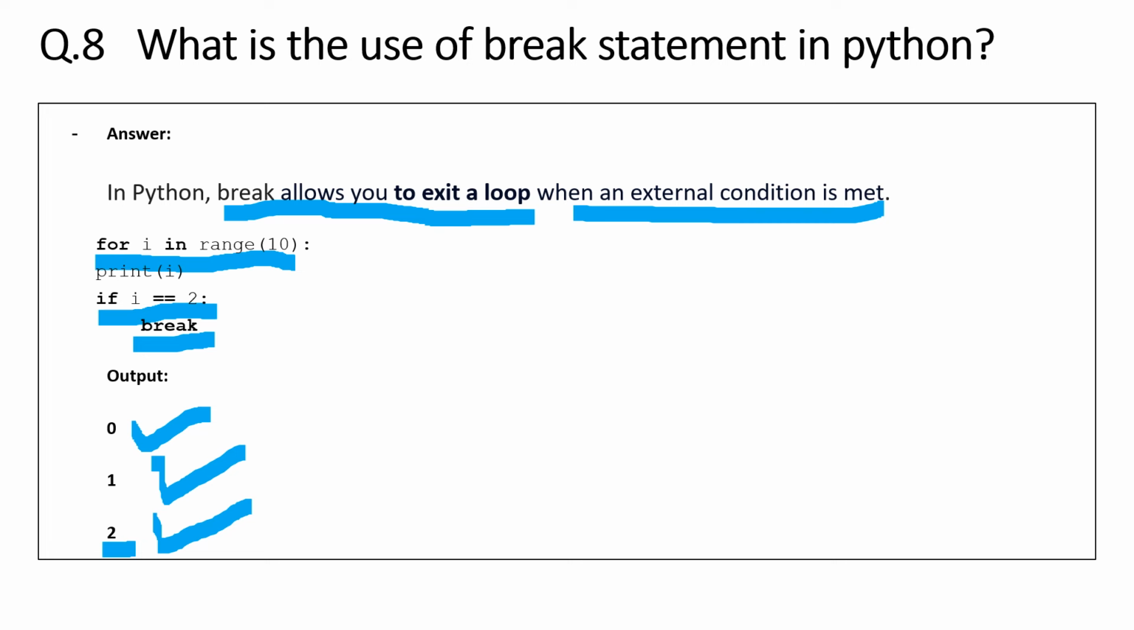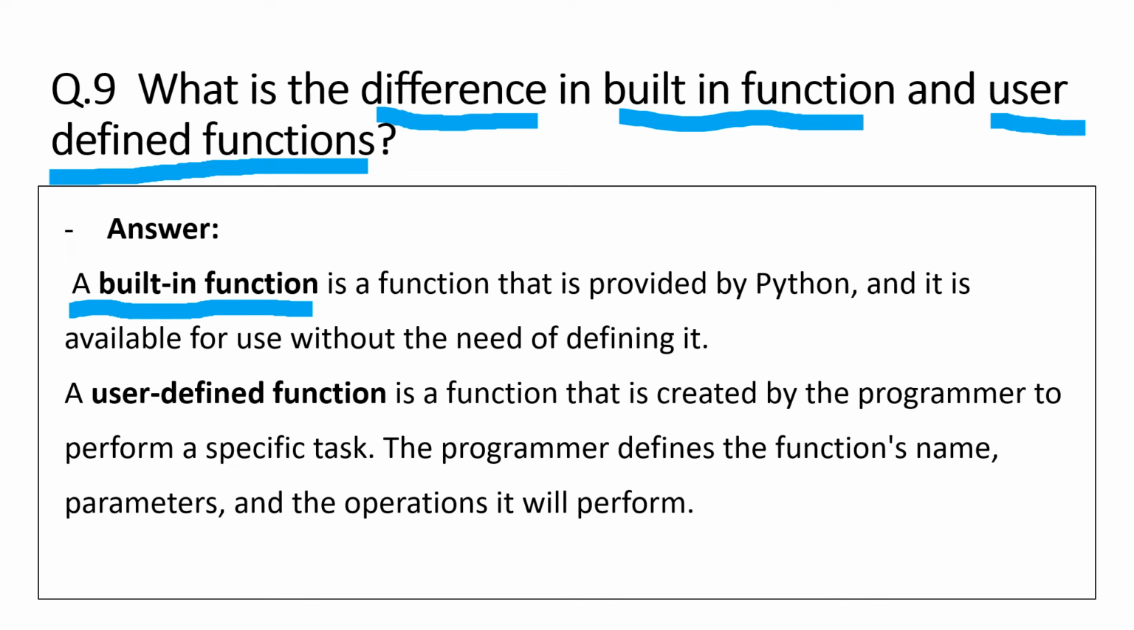Now the next question is, what is the difference between built-in function and user-defined functions in Python? The answer is, the built-in function is the function that is provided by Python, as the name suggests, built in, and therefore it is available in Python, and it is available for use without the need of defining it. We can directly use it.